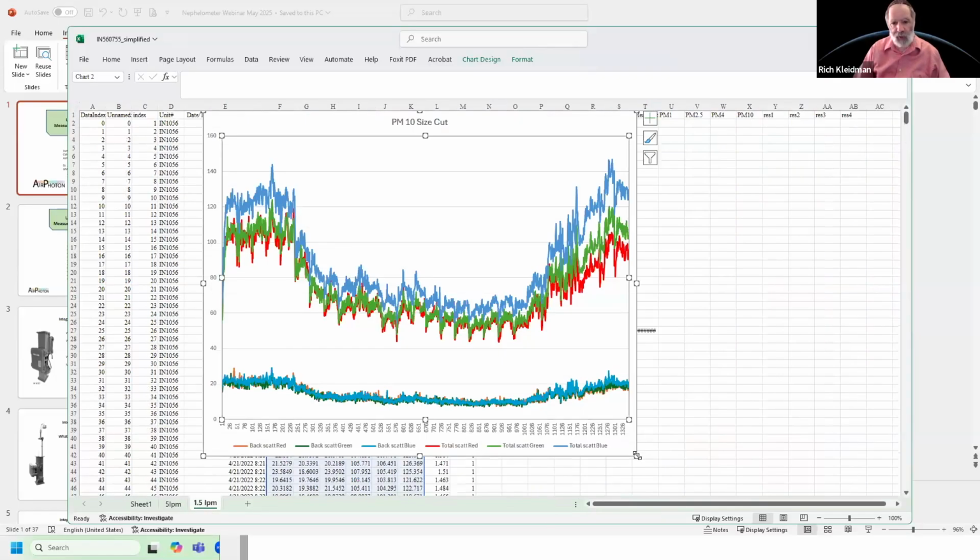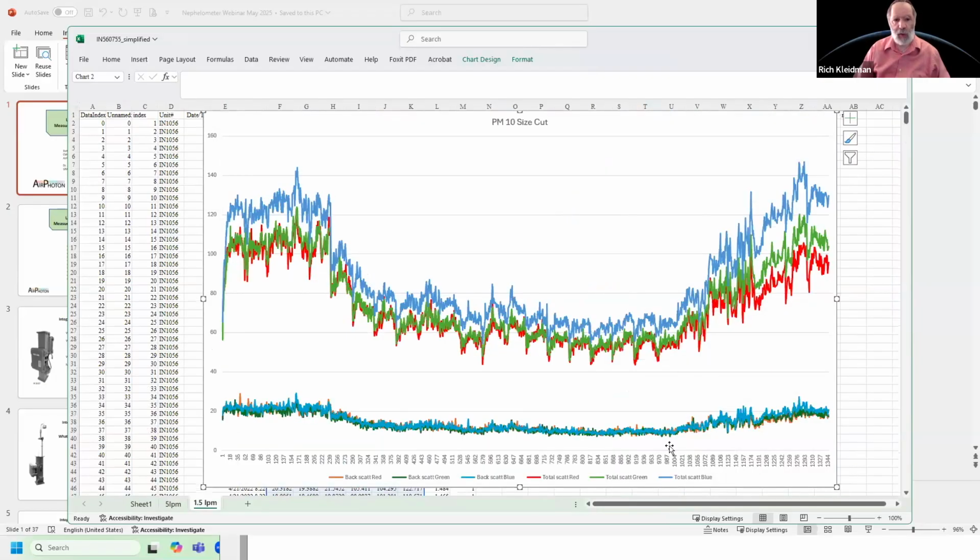And then this is just looking at the PM10 size cuts only. So this is basically total scatter, right? This is PM10 and everything smaller. And again, you can see differences in concentration. This is our backscatter number, backscattering coefficient in inverse megameters. Again, mostly dominated by small particles.